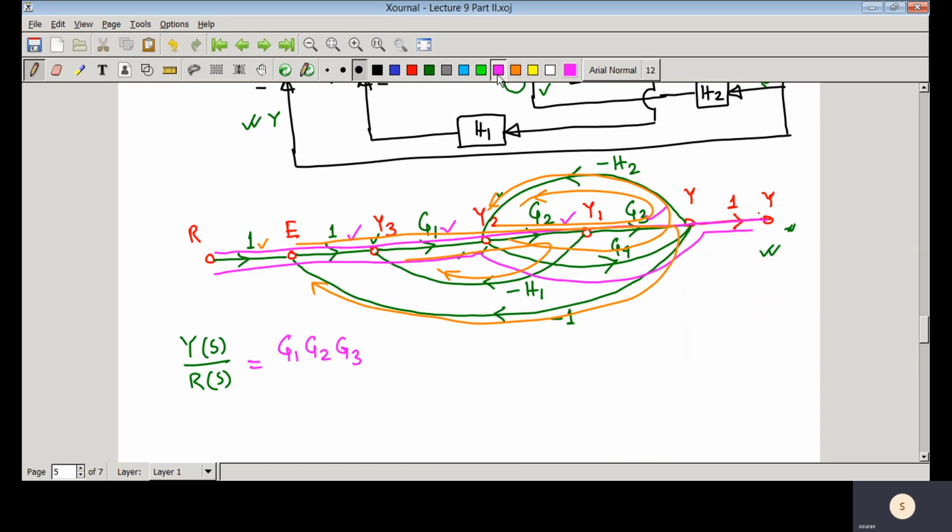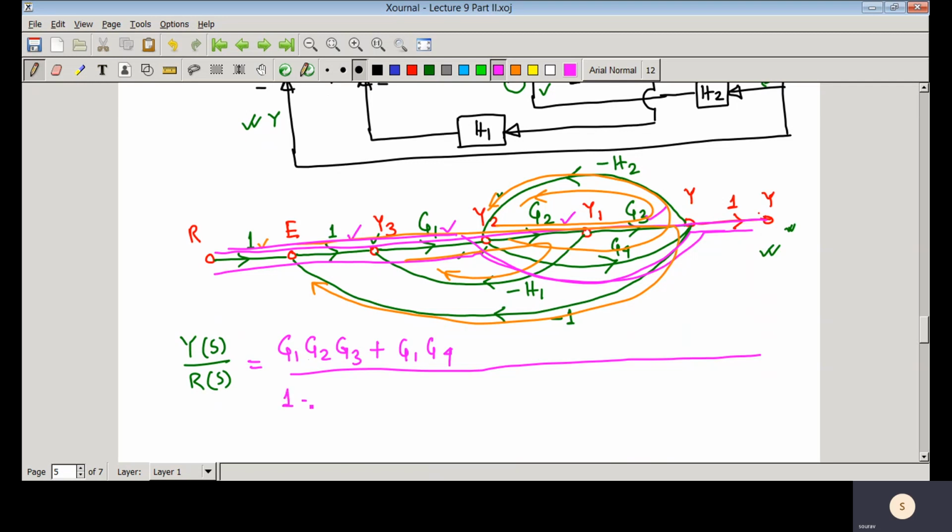Now let us see the second forward path. The second forward path is this one and this one, so its gain is G1 G4. In this case, delta 1 and delta 2 are 1 because there is no non-touching loop.